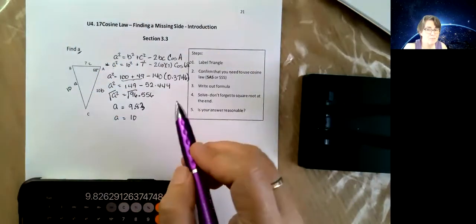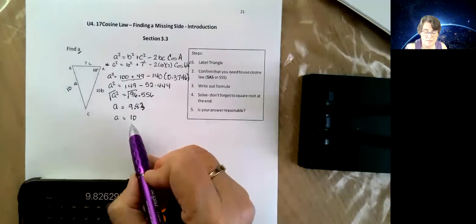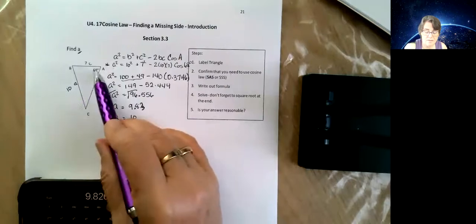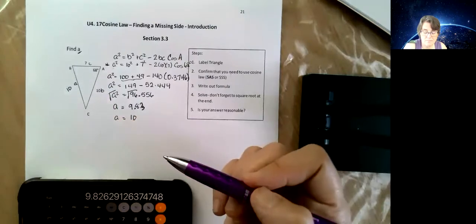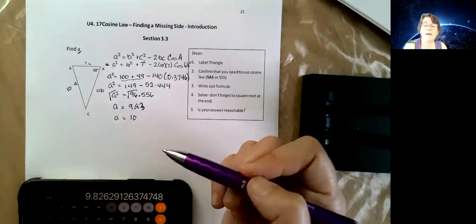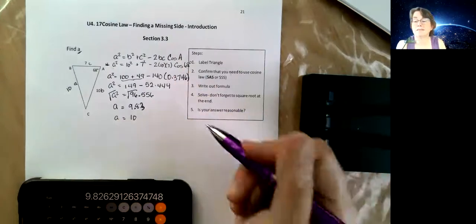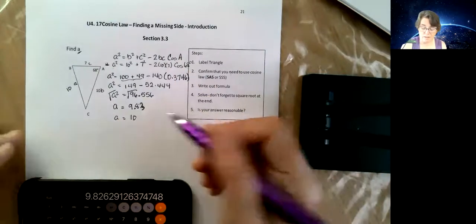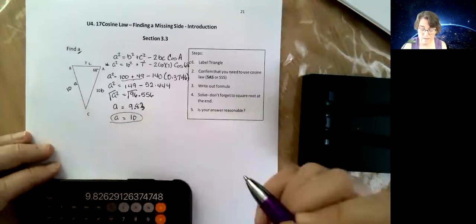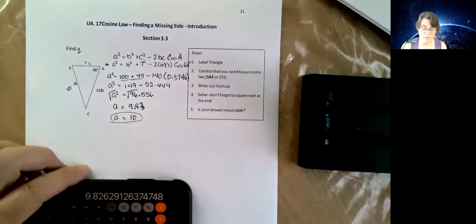It's not exactly perfect because if this is 10 and this is 10, then those two angles should be exactly the same. Sorry, I'm getting way too far into geometry. This is perfect. There we go. There is our side. Our answer is reasonable.